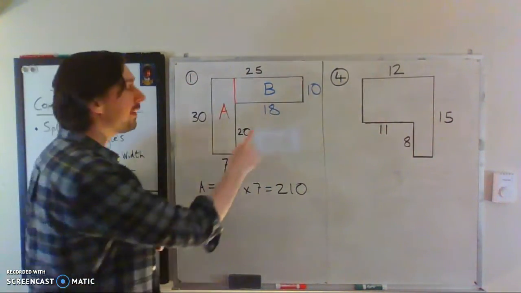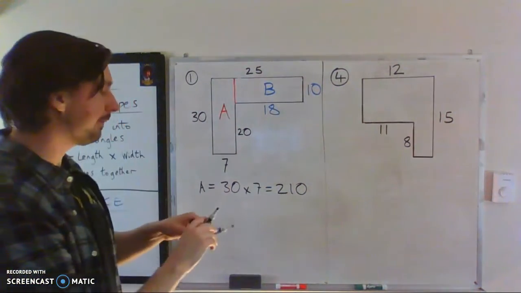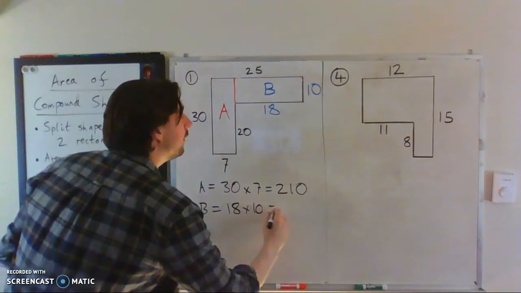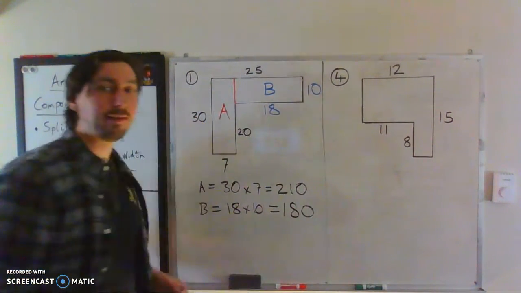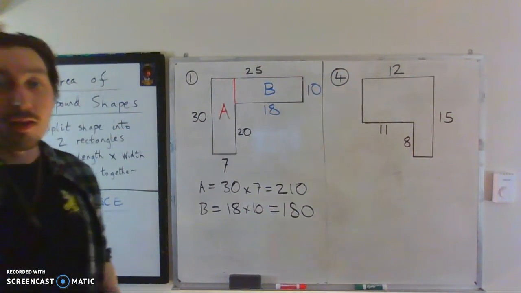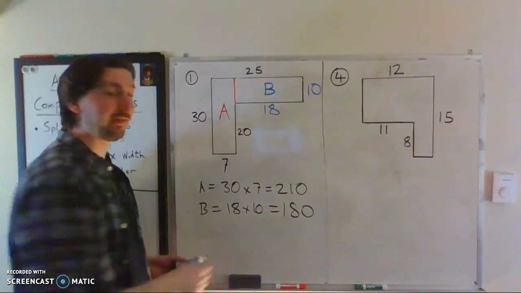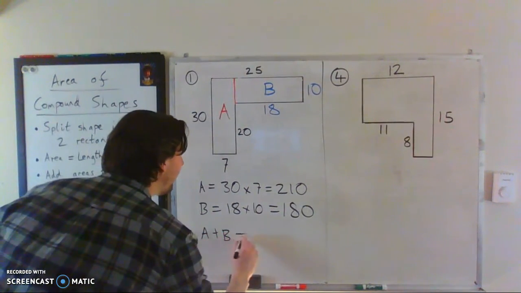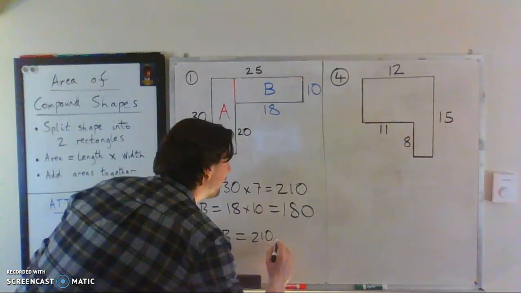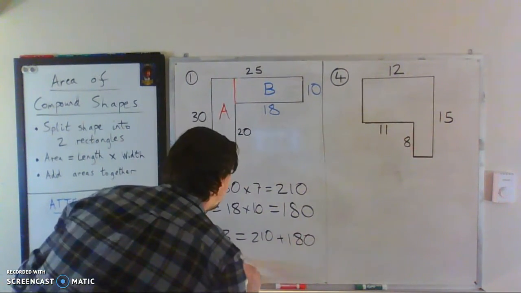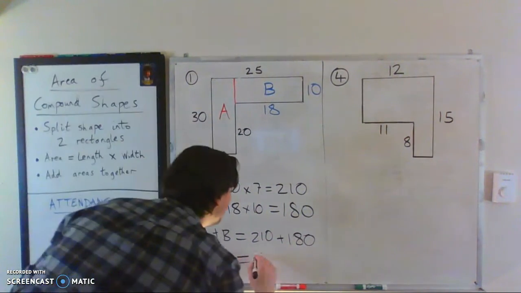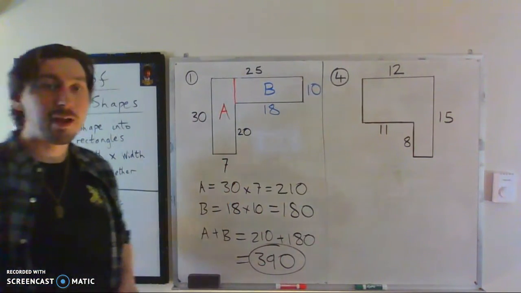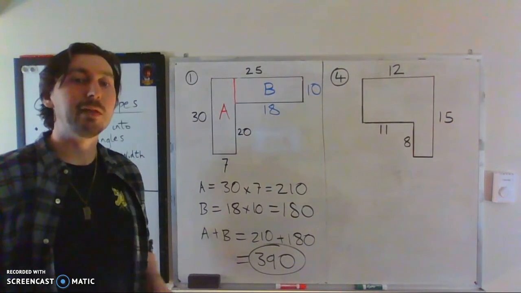Now, let me just multiply these, 18 times 10 to find the B section. So B equals 18 times 10, which is 180. And the last thing I want to do is add these two things together. So A plus B, basically 210 plus 180 is 390. Okay, that's my answer for this one: 390 feet squared.